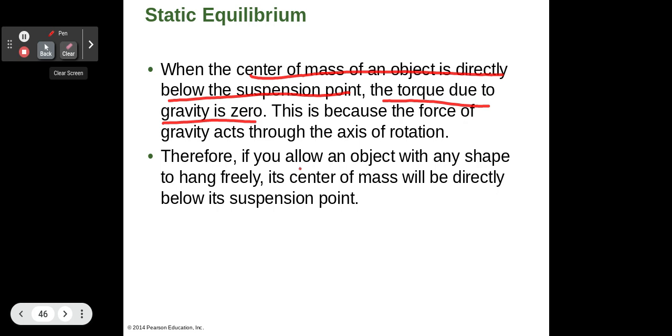So if you allow an object of any shape to hang freely, its center of mass will be directly below its suspension point. Hanging freely means it can't be swinging back and forth or moving around or rotating. It's got to just be hanging. Wherever it's hanging and being still, right below that point is its center of mass.